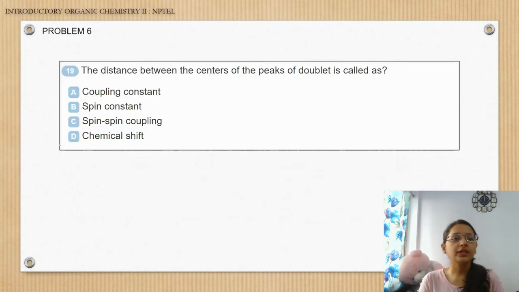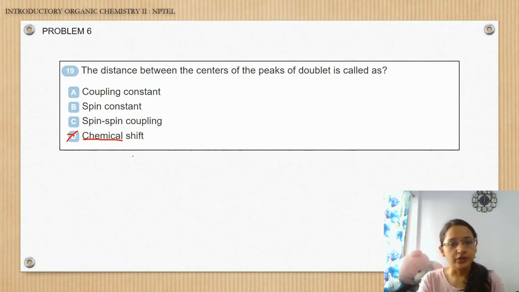Now coming to problem 6. The distance between the center of the peaks of a doublet is called what? Here we are discussing a peak that is a doublet. The first option is the coupling constant, second is the spin constant, C is spin-spin coupling, D is chemical shift. We have discussed that chemical shift is not the distance between the peaks of a doublet. Rather, it is the frequency at which the nuclei resonate in different chemical environments. So it is not the answer.